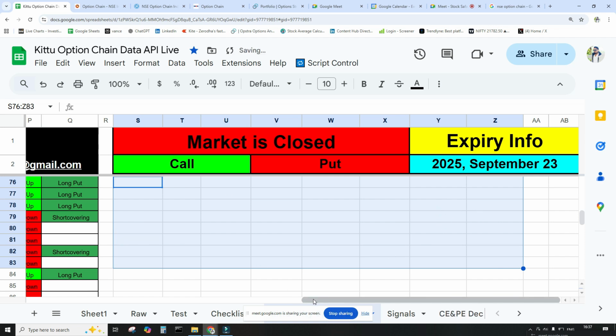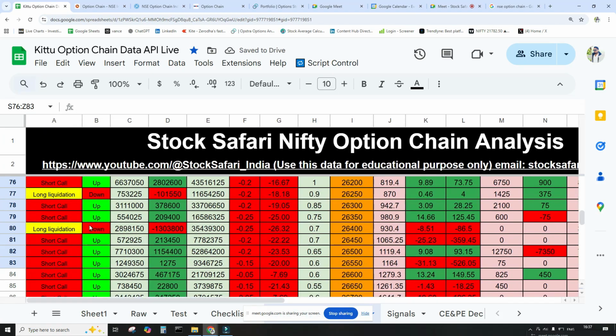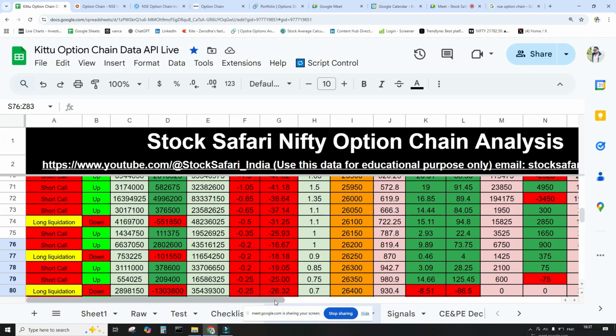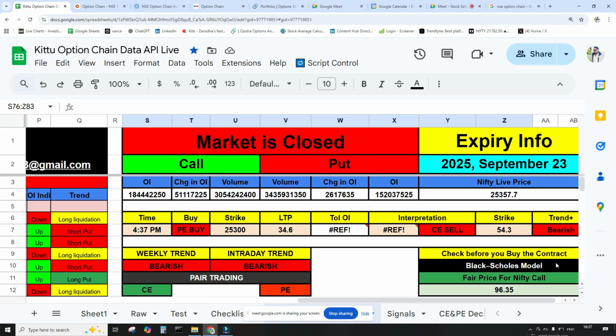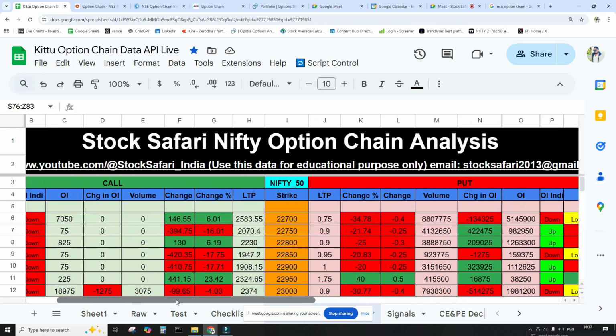Now let's get into the concept again. Where is our price? Nifty is around 25,350.